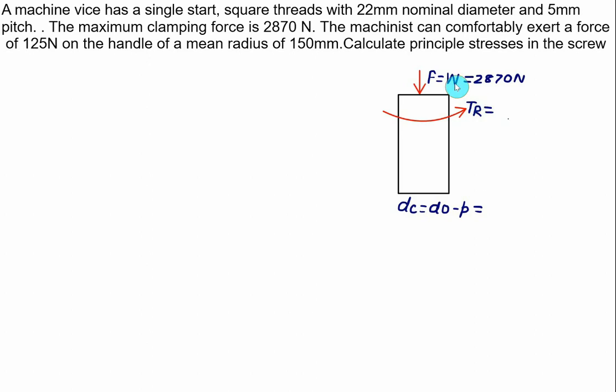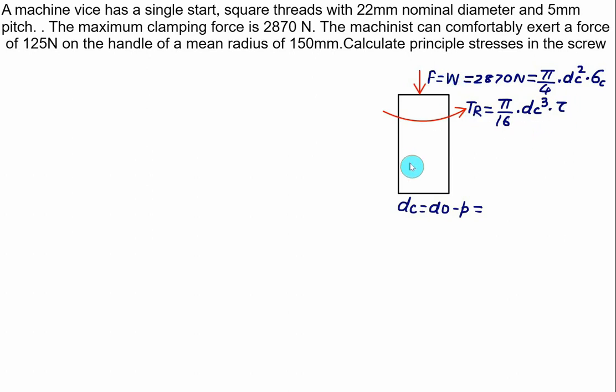Due to the force F, the compressive stress developed on the circular cross section of the screw body is pi by 4 into core diameter square multiplied by sigma. This value of sigma will be compressive in nature. And due to torsion, the shear stress produced is pi by 16 into core diameter cube multiplied by shear stress tau. And these two stresses will act on the body.